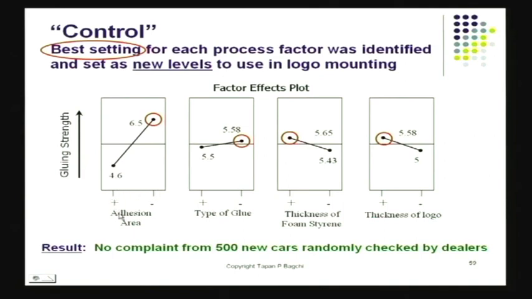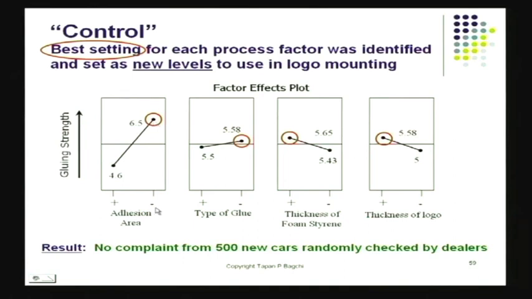That is like setting the addition area from plus to minus. What about glue type? It does not seem to have much effect, so you could use either glue. You could use either level of thickness, and either level of logo thickness; that also would not be a problem. But of course, if you really wanted to optimize the process, use these settings for your commercial production.